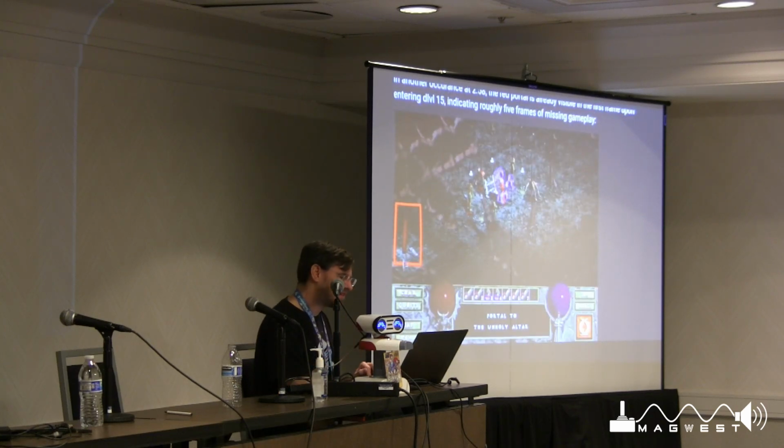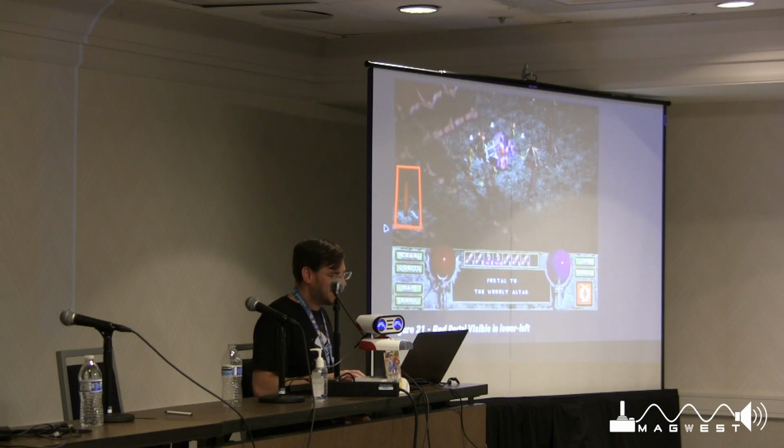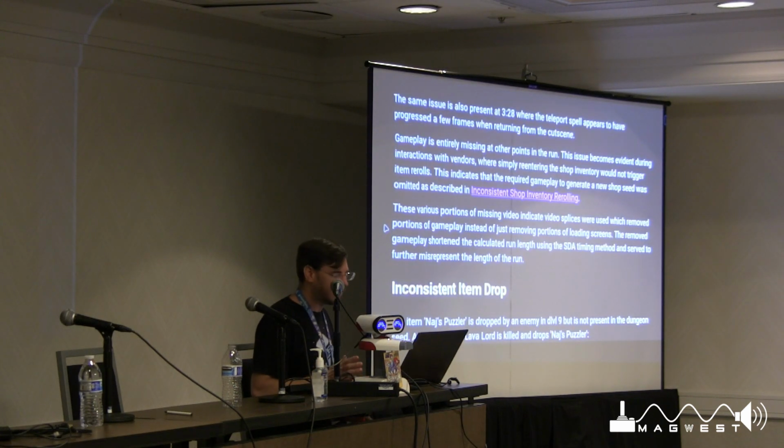It went by really fast in the video that you watched here, but there's a portal to the Unholy Altar right here. The only issue is that it's already on screen and visible when the segment starts, meaning Grubo cut that section out. Everything prior to that is missing. You're not allowed to do that. You can't just remove portions of gameplay. The same thing happened later on in the 328 during a teleport spell.